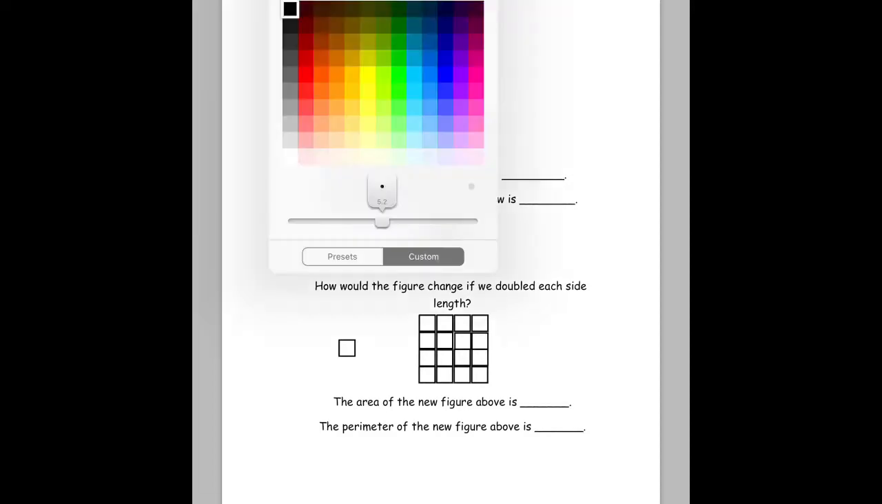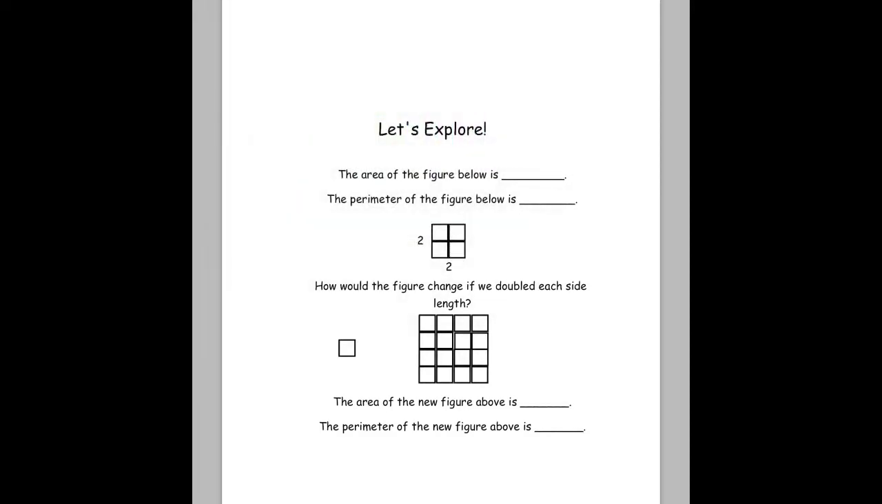So first we're going to start off by finding the area. We know the area equals the base times the height. The base here is 2 and the height here is 2. So 2 times 2 is 4, so the area of the figure is 4. We know that perimeter is found by adding all of the sides. We have 4 sides and each side is 2, so we can multiply 2 by 4 to get 8. So our perimeter is 8.